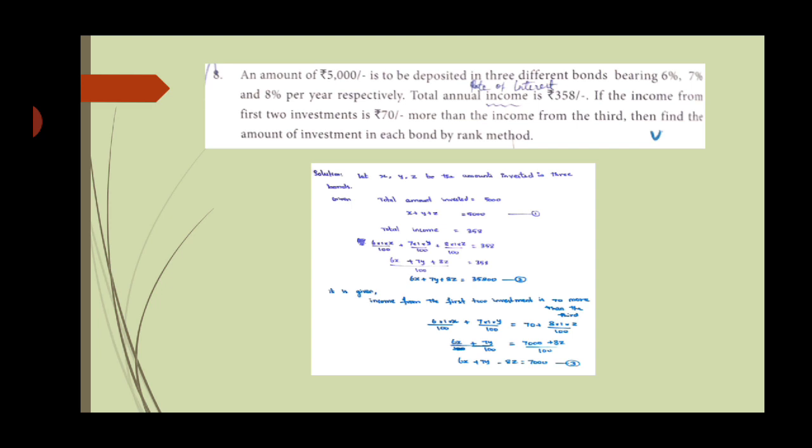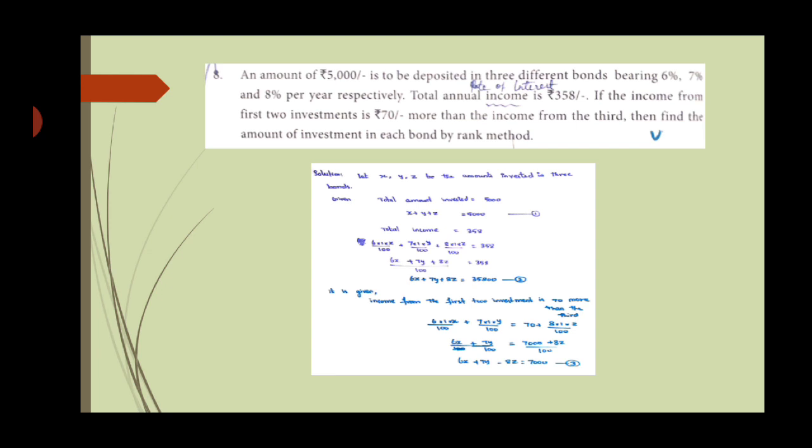It is an important 5 mark sum. So sum number 8 in exercise number 1.1. Here an amount of rupees 5,000 is to be deposited in 3 different bonds bearing 6 percentage, 7 percentage and 8 percentage per year respectively. These are the rates of interest for the three amounts you are depositing. Now the total annual income is rupees 358.